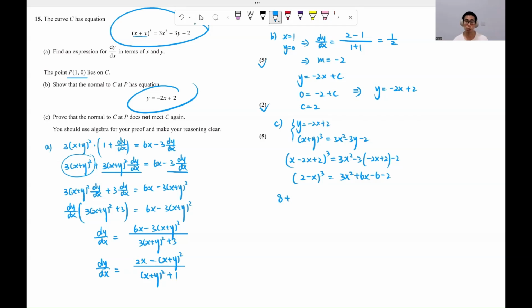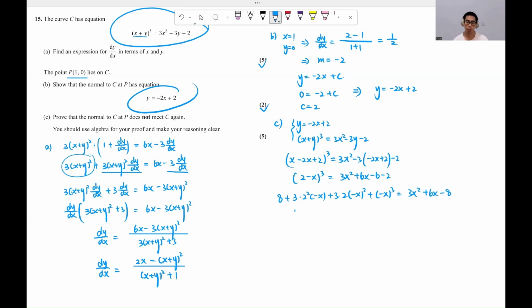And then plus, so it's binomial expansion. 1, 3, 3, 1. So 2 cubed plus 3 times 2 squared times negative x, and then plus 3 times 2 times negative x squared, and then plus 1 times negative x cubed. And that's equal to 3x squared plus 6x minus 8.